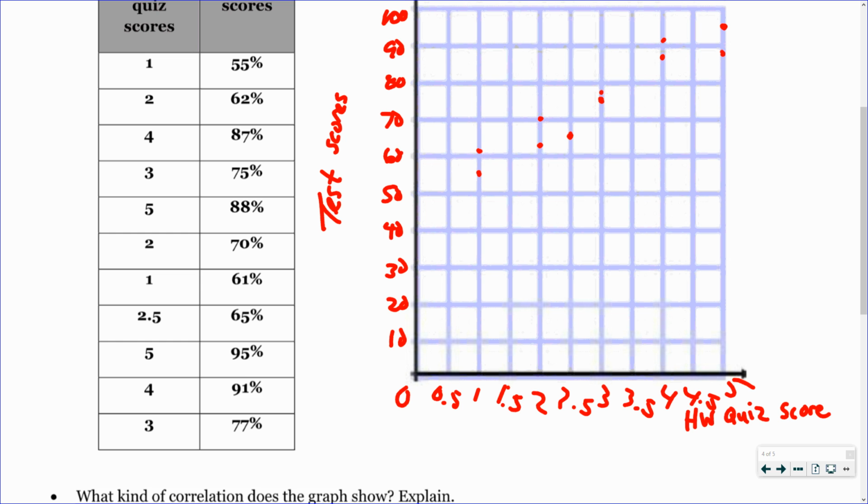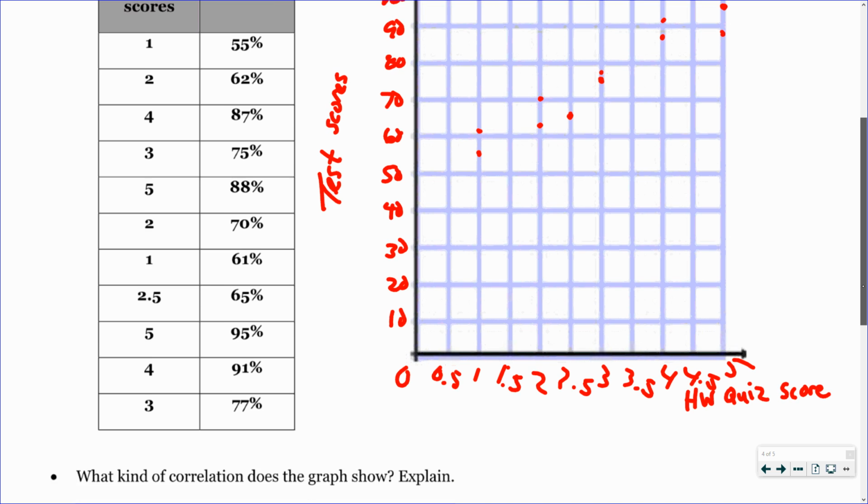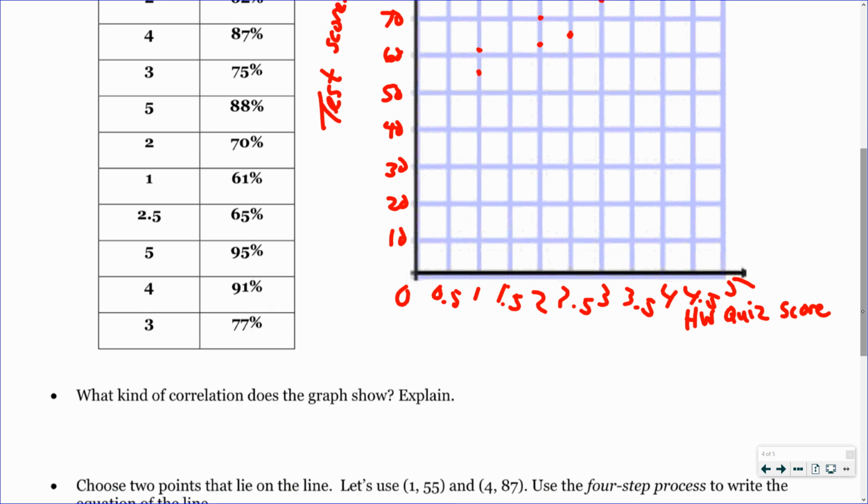So what kind of correlation do you think this is right here? Positive, negative, or no? Yeah, it's going up. As the homework quiz scores increase, so do the test scores. So we're going to say positive. And we'll say as the homework quiz scores increase, test scores increase.